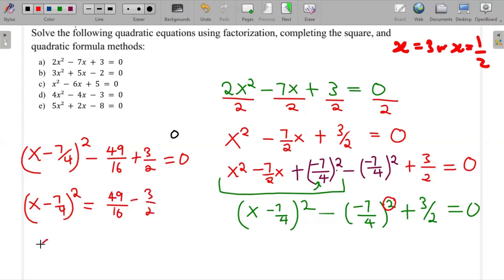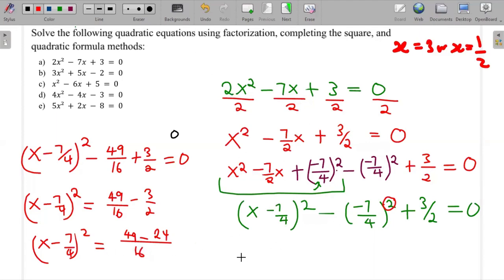Okay, so that I have (x - 7/4)² equals, here I can add these, right? So my common term there is what? It is 16. So 16 into there, it's 1. 1 multiplied by 49, I get 49. Minus 2 into 16, it's 8, right? And then 8 multiplied by 3, I get 24. Okay, so what do I have there?